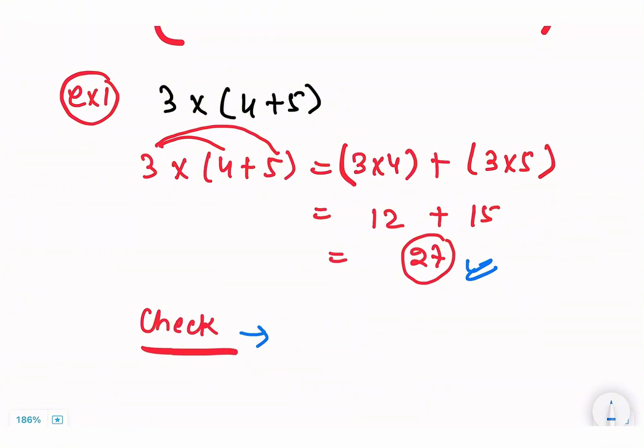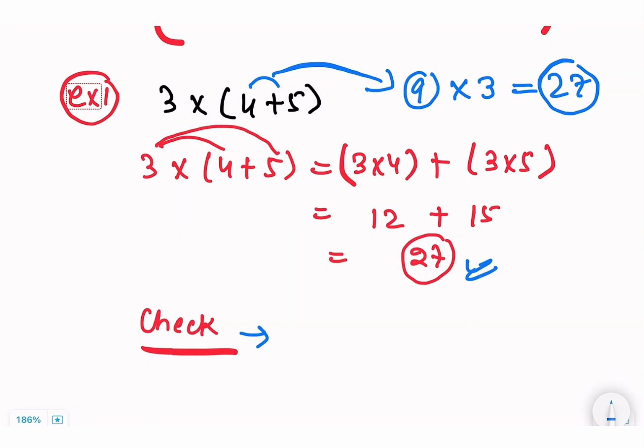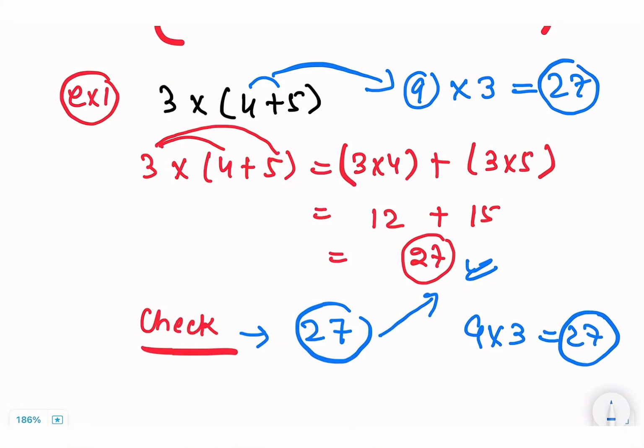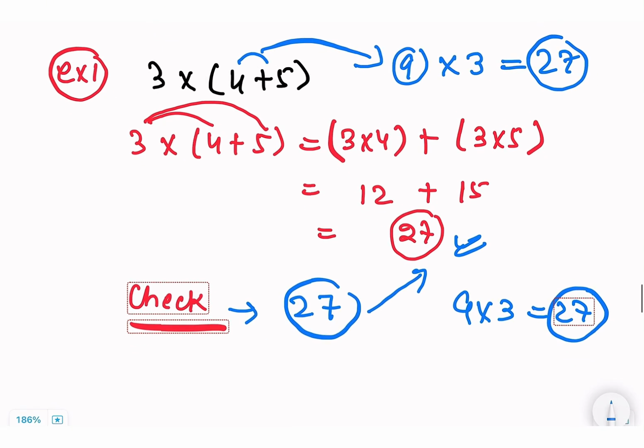4 plus 5, if I add together, is equal to 9. If I add together and then multiply with 3, the answer must be 27. Okay, to check it, 27. So 27 is the answer. It means the answer is matching. Okay, 9 times 3 is equal to 27. So the answer is correct. I checked with the question.